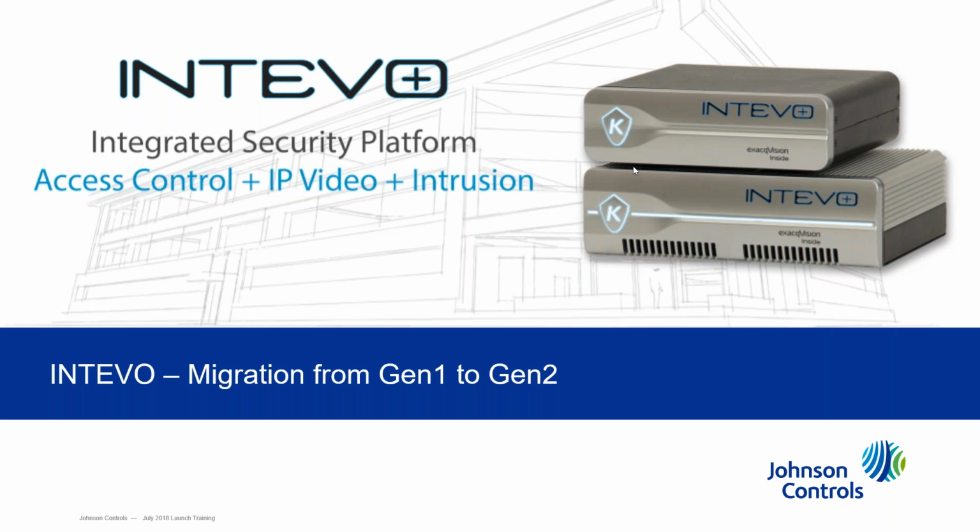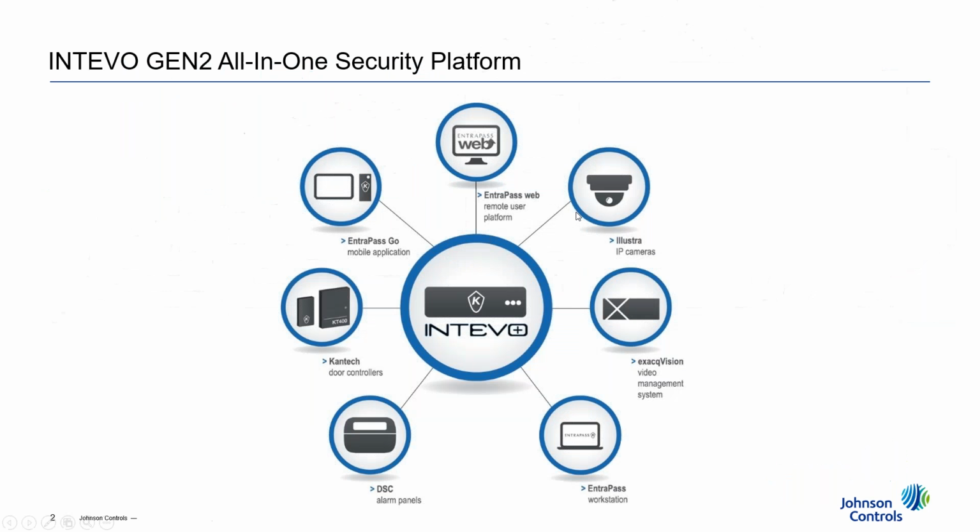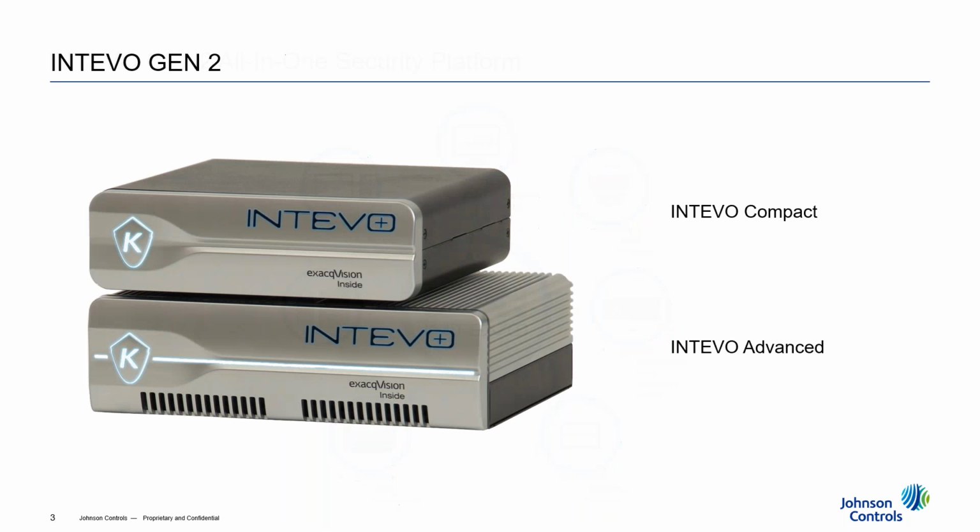And for those of you that are not familiar, the INTEVO is an all-in-one platform. It gives you the Kantech corporate edition software and the ExactVision software on the same computer. The INTEVO, first and foremost, is a computer. It comes in two different form factors. You have the INTEVO Compact, which is a smaller unit, a little more lightweight, smaller scale for access and video. And then you have the INTEVO Advanced.